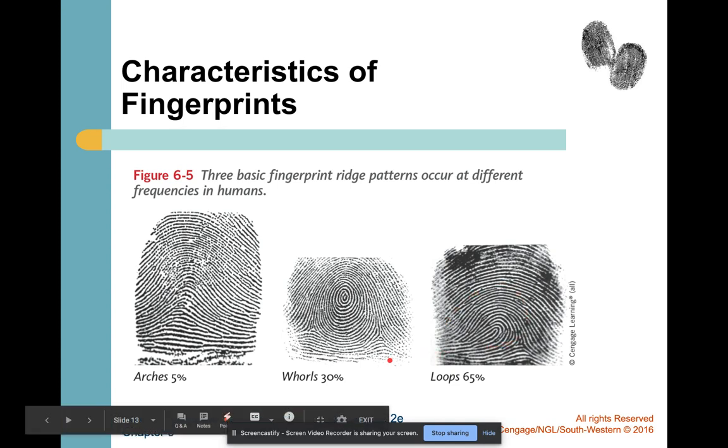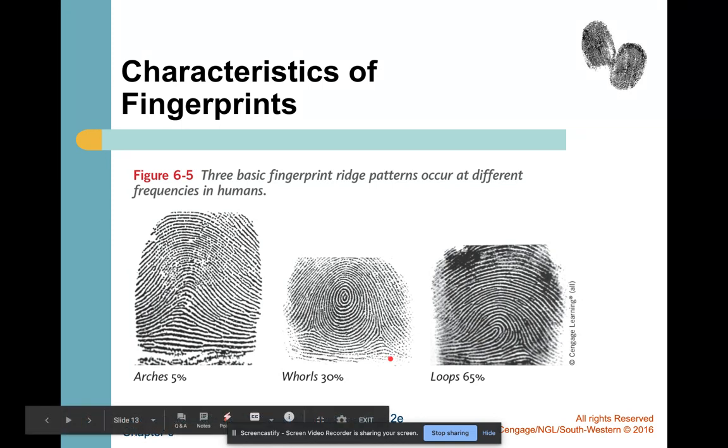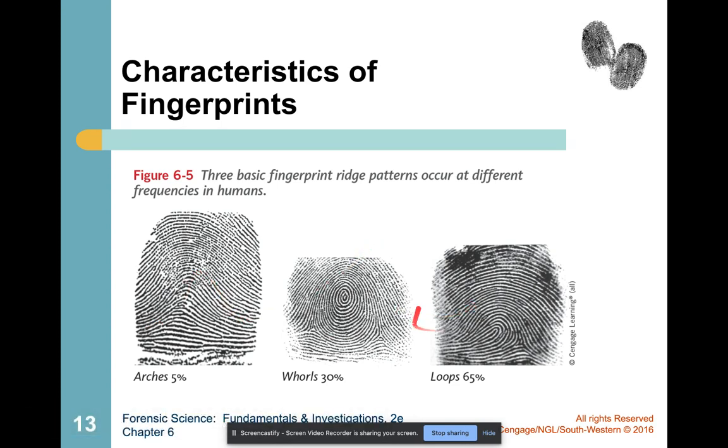Okay, so those are some ways to investigate. And some are easier to identify than others. These are pretty easily identifiable between an arch, a whorl, and a loop, but sometimes, depending on if it's a full print or a partial print, it becomes more difficult.